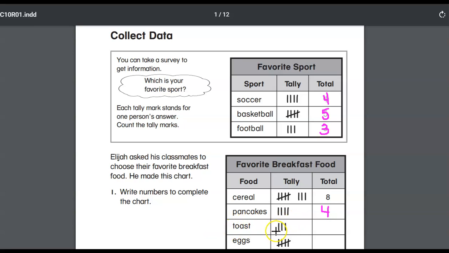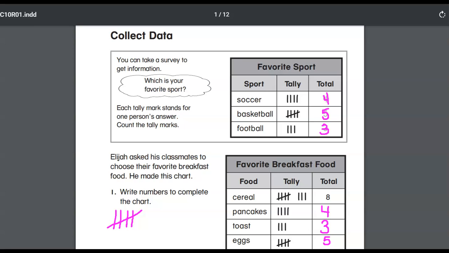Toast has what? Only 3 people like toast? This must be a different class from ours, right? And how many people like eggs? Quick, quick, quick. 5. 5 people like eggs. And you can tell very easily because it has that line through it. And that's how we count our tallies. So when we're taking tallies, we just make a mark, right? 1, 2, 3, 4. And when you get to 5, you cross it. And you know why that's so easy? Because then I can skip count by 5s.